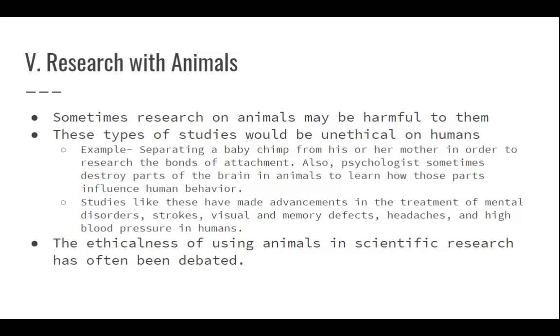This is where you're going to give me your opinion. I want you to think about this slide in particular. What are your thoughts on this? Do you think it's ethical or unethical to utilize animals for scientific research and scientific study? If you agree, I want you to tell me why. And if you disagree, I want you to tell me why. Use evidence to support your stance.